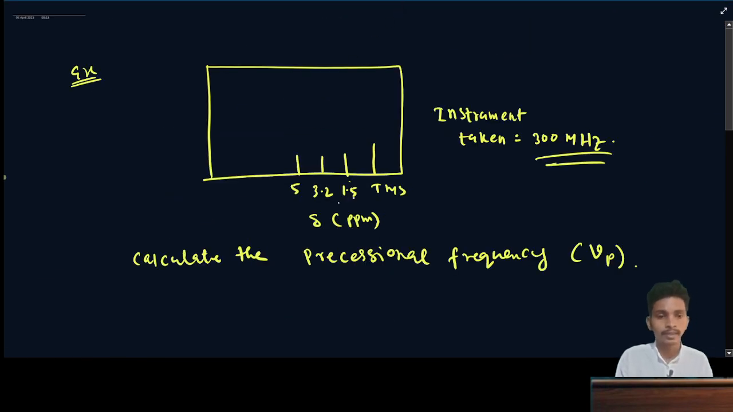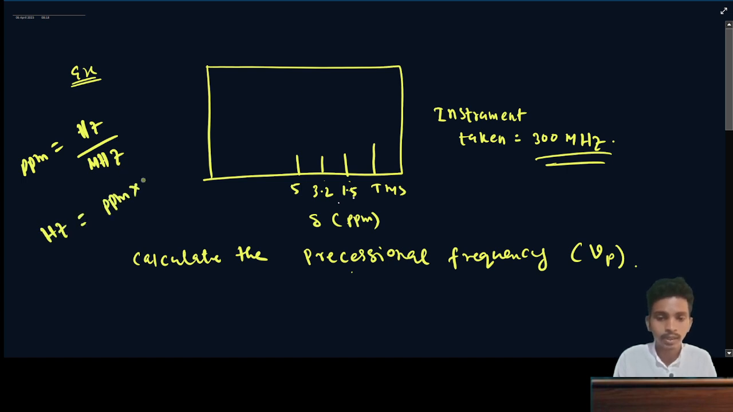Let's say, for example, we take a 300 megahertz instrument and ppm is given. Then calculate the precessional frequency. Here ppm is equal to Hertz upon megahertz. Now we want to calculate the precessional frequency, that is Hertz. So if we want to calculate the Hertz value, then it is ppm into megahertz. Everywhere, multiply this value with this value, then we can calculate that Hertz value.